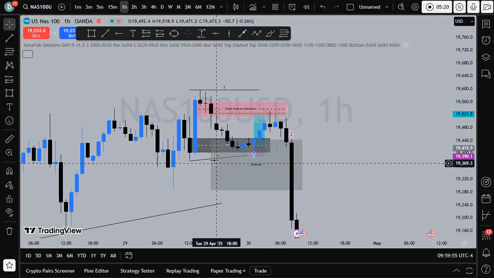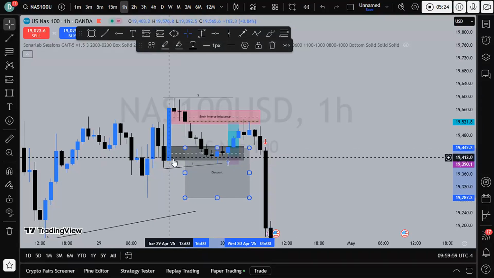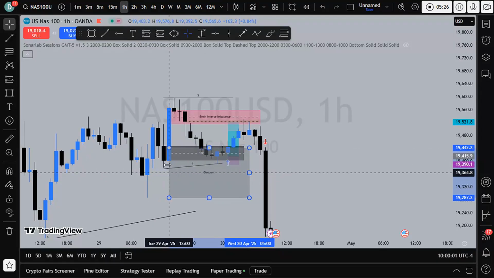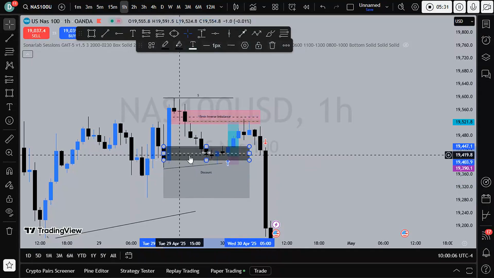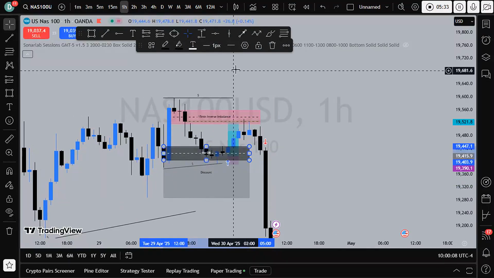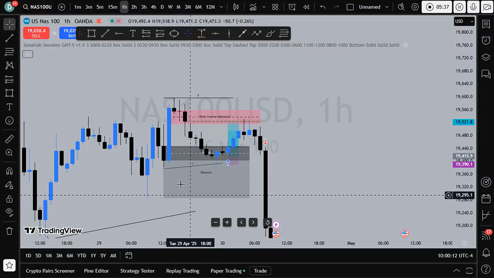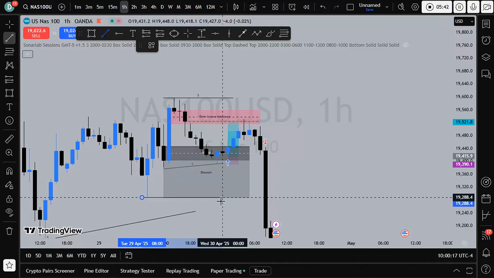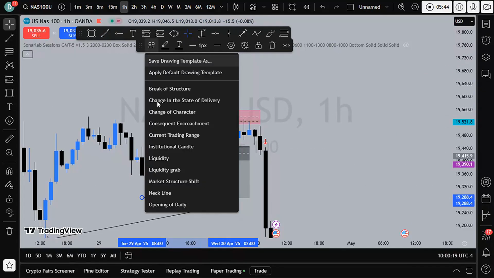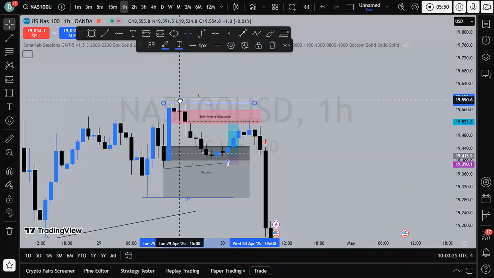Once you mark the area out, inside of this area you want to mark out a higher time frame point of interest. Our higher time frame point of interest is our 1 hour order block, because my 1 hour is my higher time frame. So I'm just gonna mark out my current trading range so that you can see what we are looking at. This is my current trading range.